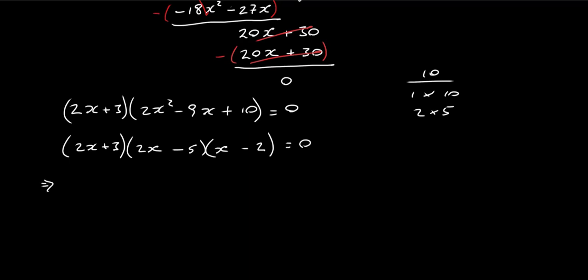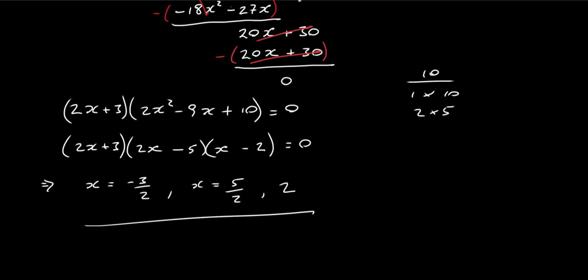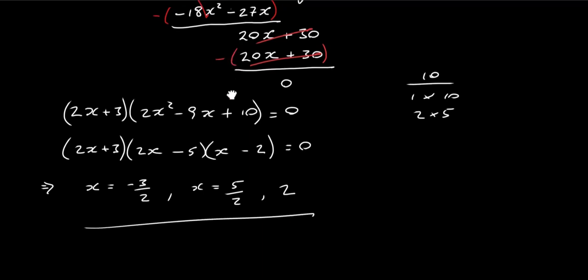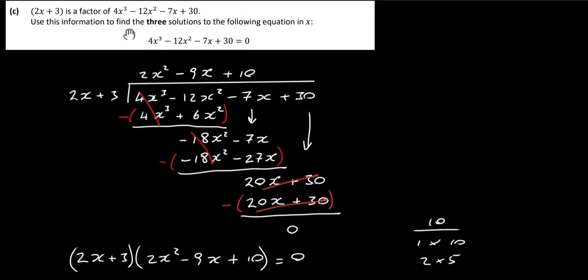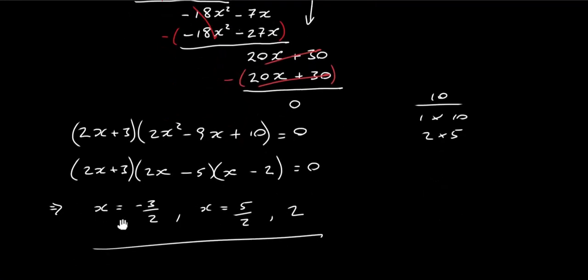So what I'm going to get here is x is equal to, in other words, this is going to be equal to 0. So solve that and you get minus 3 over 2. This here can be equal to 0. Solve that and you'll get x is equal to 5 over 2. This here can be equal to 0. So that just means x is equal to plus 2. So these three here are the three solutions that we were asked for. All we were asked for was to use the information to find the three solutions of this equal to 0. So these are our three solutions. Okay, so that's it for question 1.